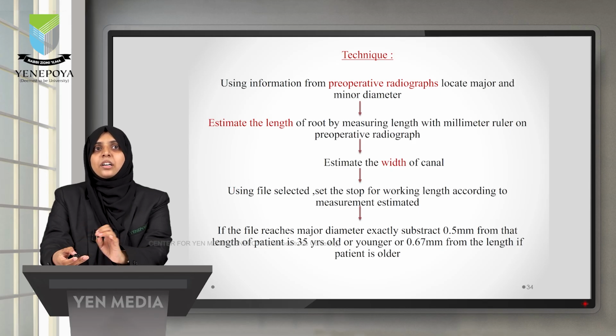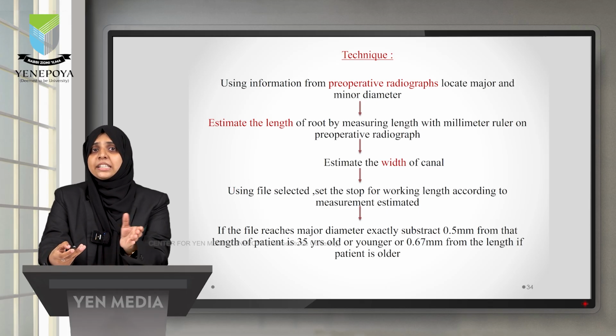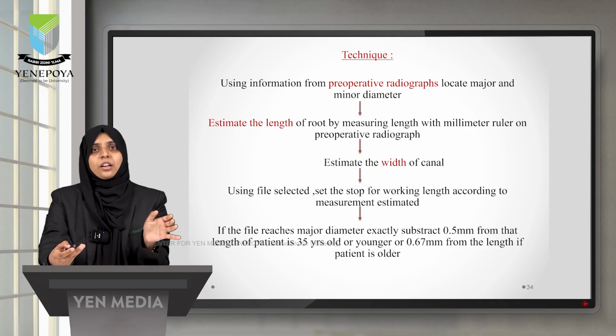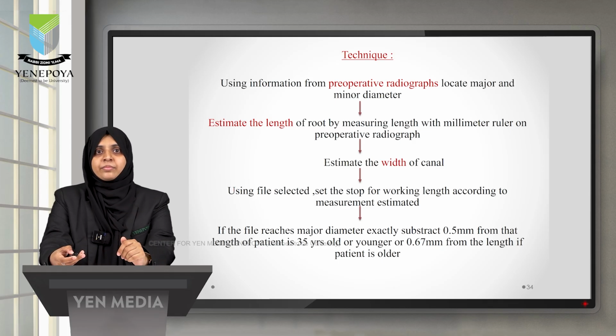After that, once the file is selected, we have to set the stopper, and then the working length has to be measured. If the file is found to be reaching the major diameter exactly, that is the apical foramen, then from there you subtract 0.5 millimeter from the length for younger patients, and for older patients you have to reduce 0.6 millimeters.